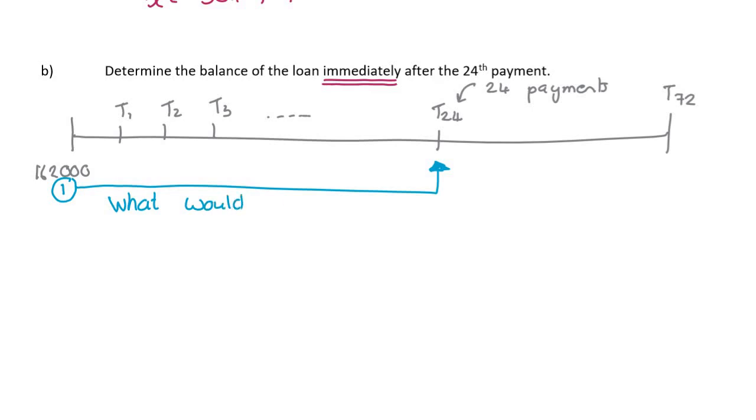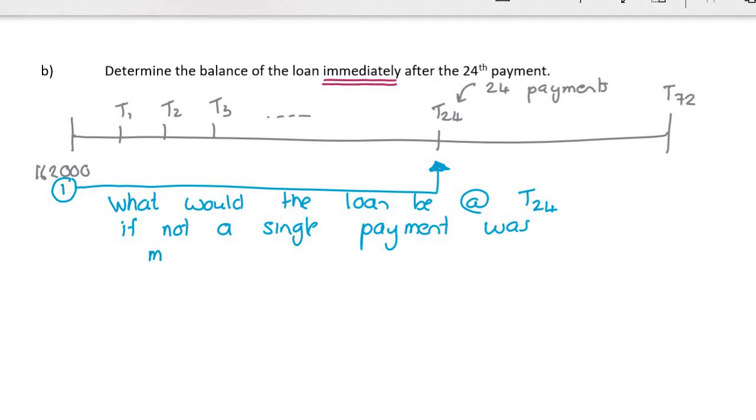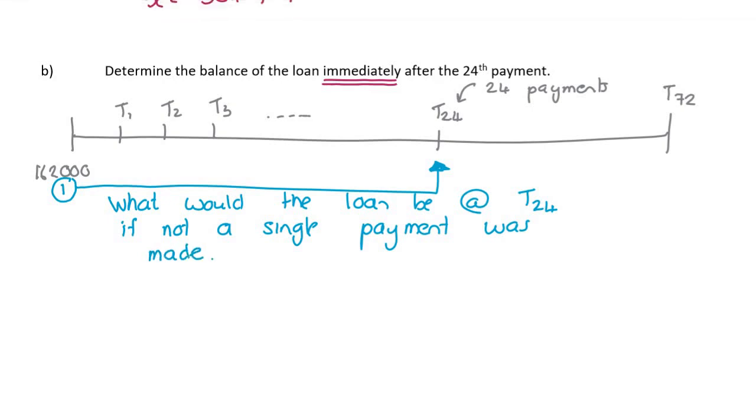What would the loan be at, now in this case it's time period 24, but it could be anywhere, if not a single payment was made. Now if a single payment wasn't made, what would 162,000 Rand be doing this whole time? It would be gaining interest. So all I'm going to do is find out what is 162,000 Rand and all that interest that it would have gained if I hadn't paid off a single cent. So what would the loan be worth if not a single payment is made? Basically, I just need to add interest.